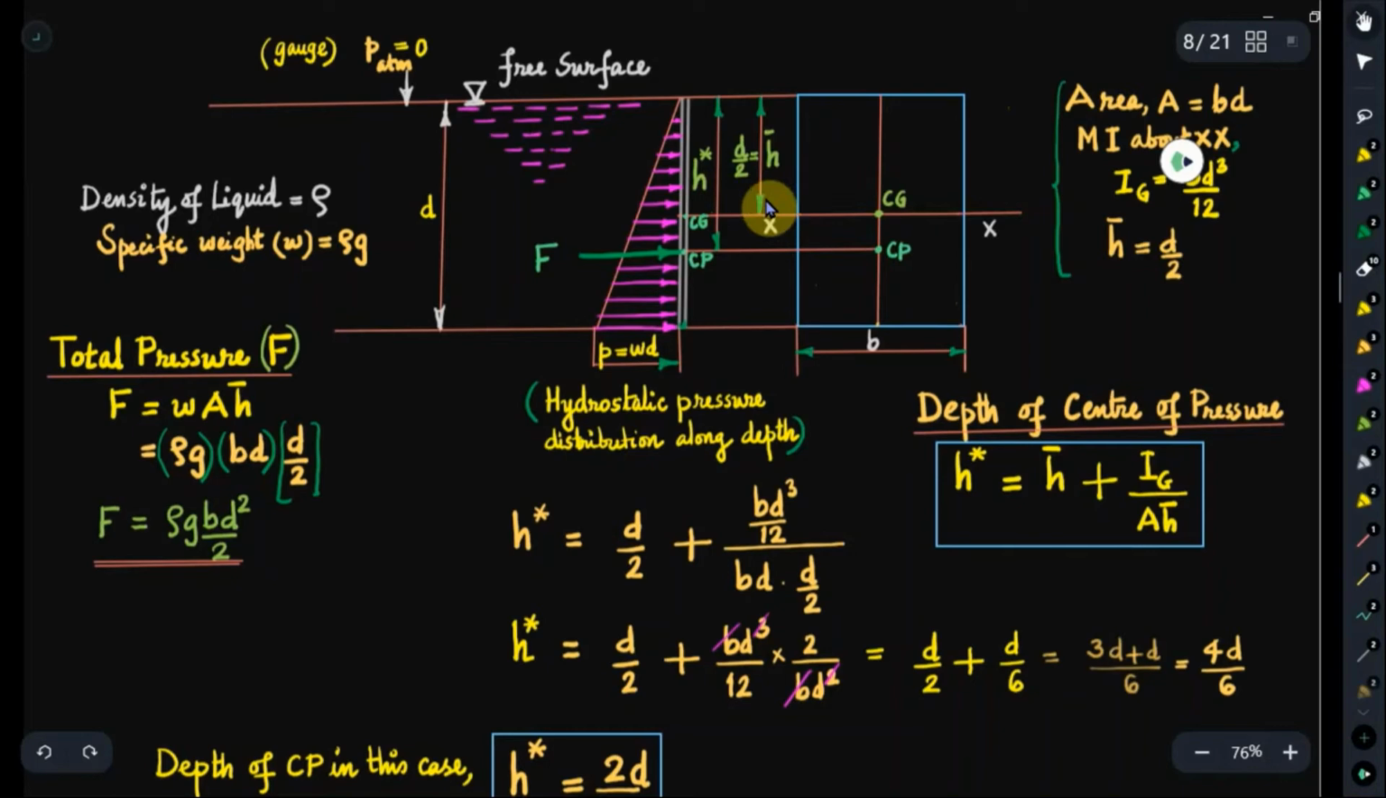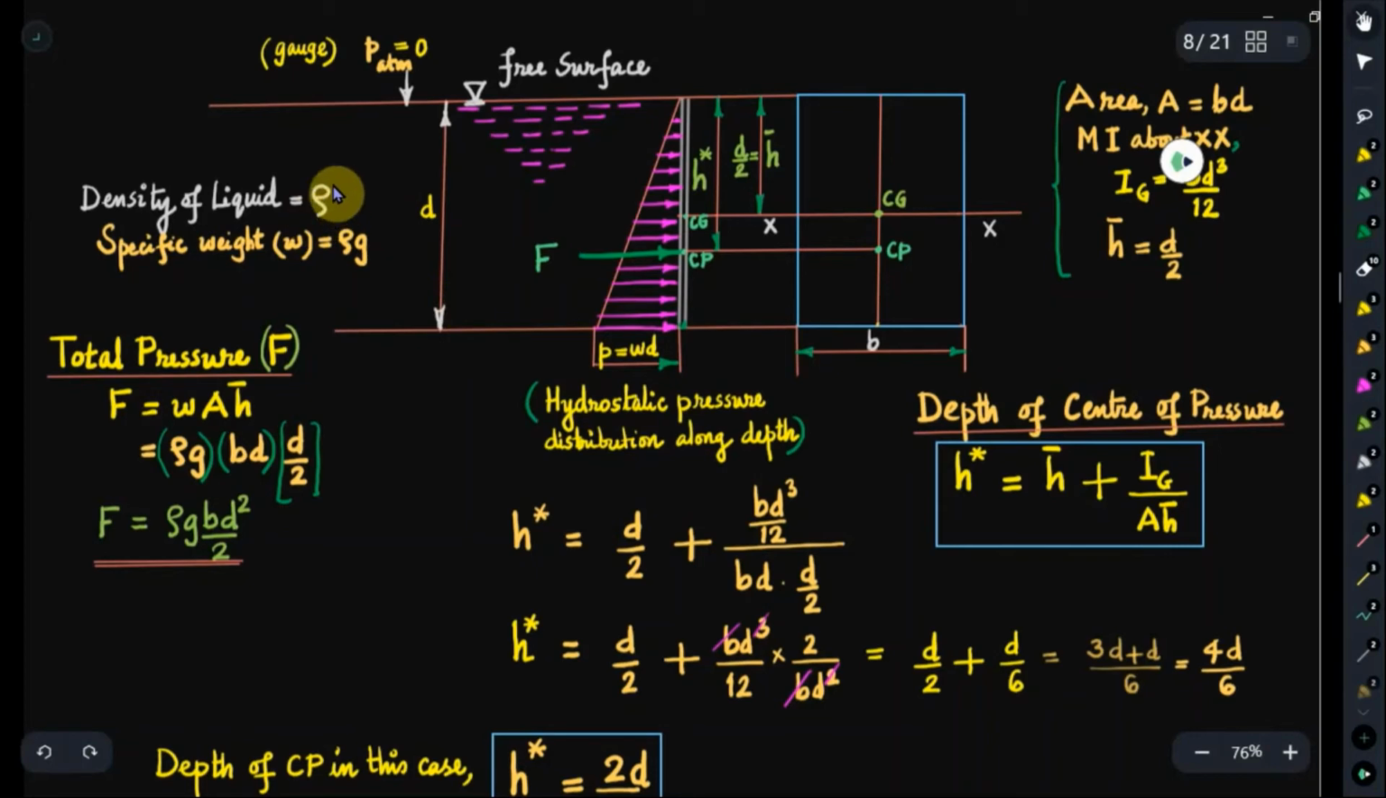What is H bar in this case? That is D by 2 because the upper edge is in level with the free surface. So, H bar is equal to D by 2. From the free surface, you have the center of gravity of the lamina located at a distance of D by 2 below the free surface.